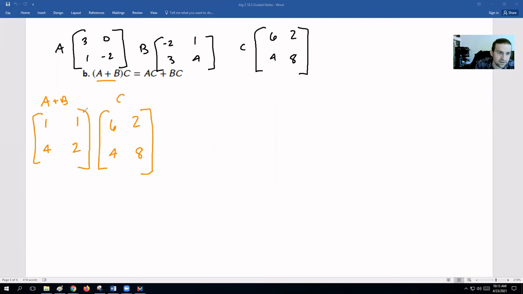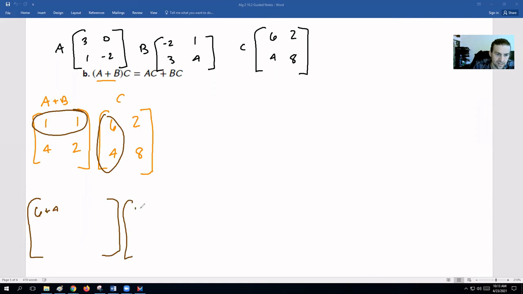All right, so let's see. Just really practicing our multiplication. First row, first column. All right, 1 times 6 is 6. 1 times 4 is 4. 6 plus 4 is 10. All right, next, first row, second column. 1 times 2 is 2. 1 times 8 is 8. 2 plus 8 is 10.